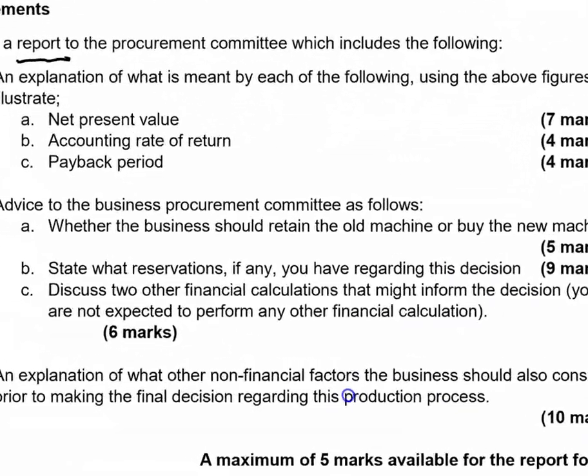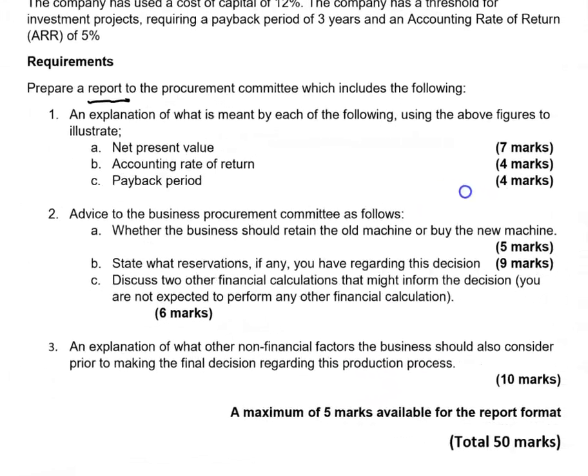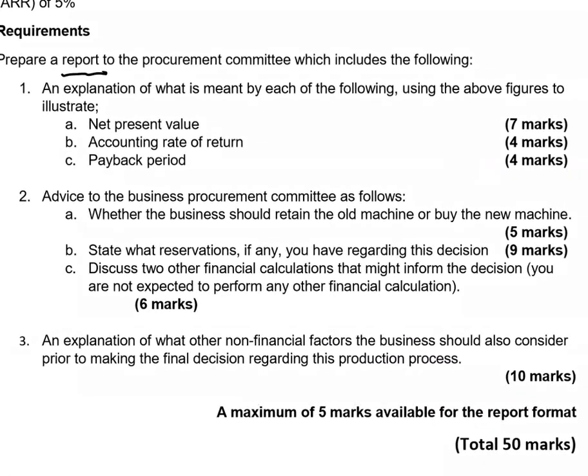When we look at the requirements of the assignment, excuse me while I get the view right. You have 3 subsections. The marks for each subsection are clearly indicated. Obviously, if something has 7 marks, you'd expect more words than if it has 4 marks. If it's got 5 marks, that will be less words than if it's got 9 marks. So you have a full indication of what is expected of you.